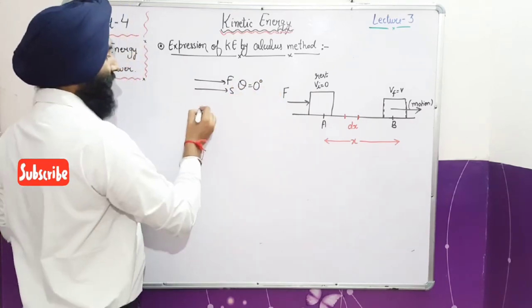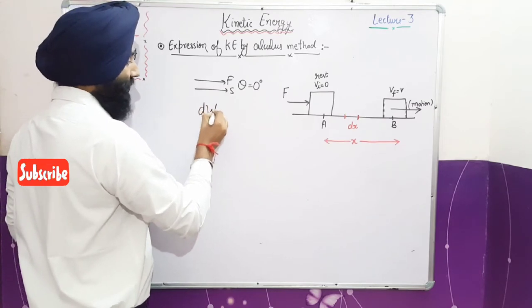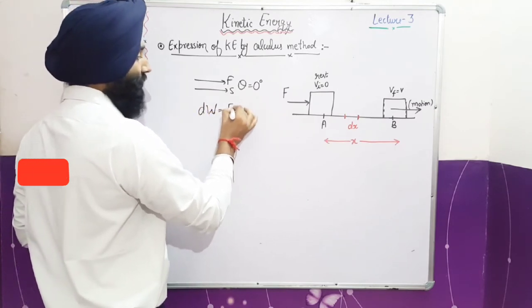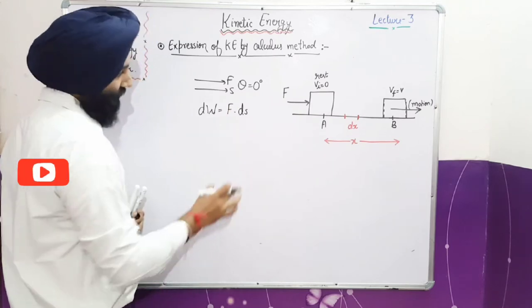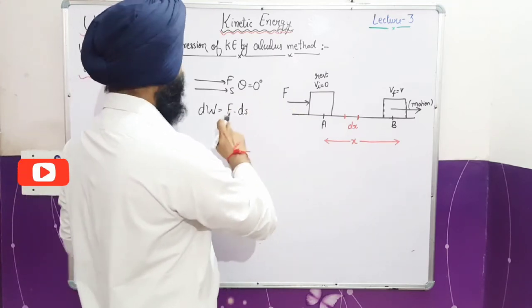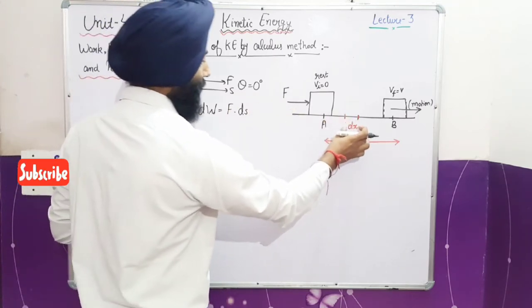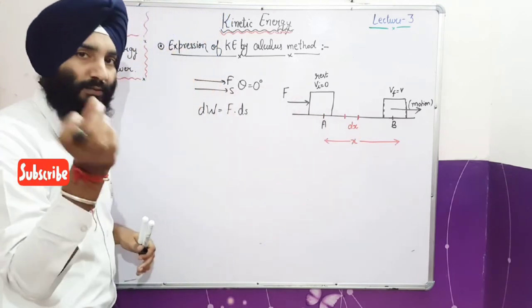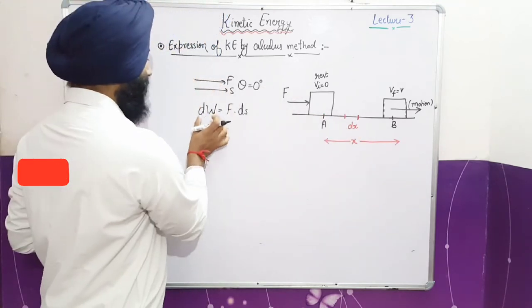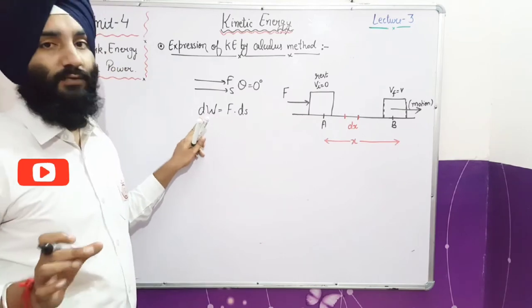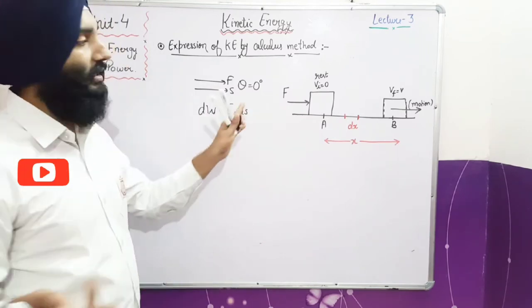Then in this case, the small work done by the body is what? Force into small displacement. Fine. Small work done by the body is force into small displacement. For example, I am calculating the value for a small displacement. Fine. So for small, children, I am using the letter d. So d is a small change in work done.